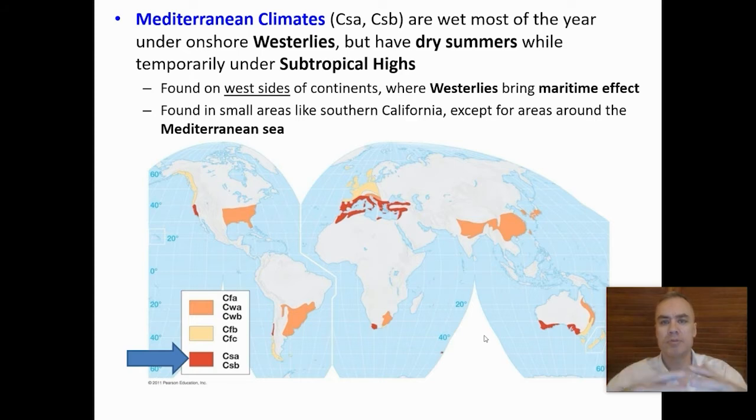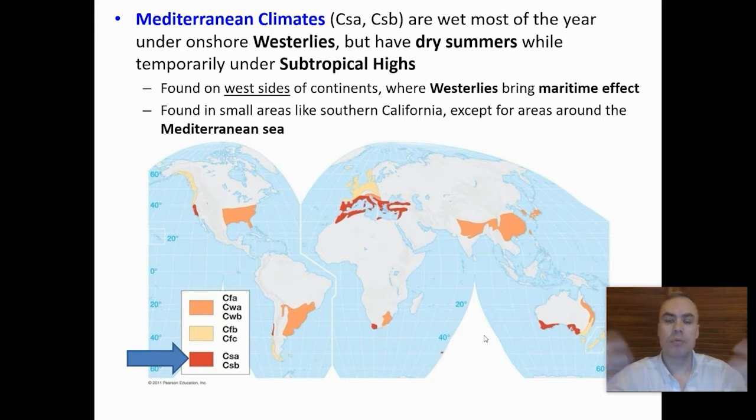So let's start with Mediterranean climates. These are climates that are wet for most of the year because they're found on west coasts of continents where the westerlies bring onshore winds. So they're going to have that maritime effect, plenty of moisture for most of the year. But what also separates Mediterranean climates and makes them unique is that they have a dry summer. And that's because they're temporarily going to be under the subtropical highs. If you remember, subtropical highs generally fall around 30 degrees. They're also called the horse latitudes. It's vertical descending air. It's dry and cool.